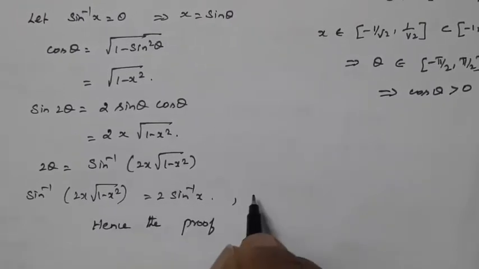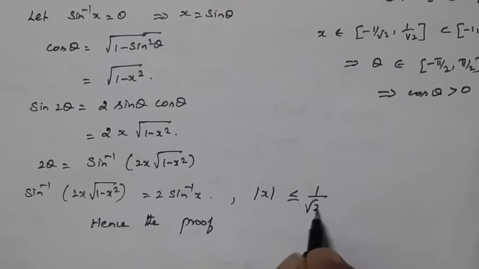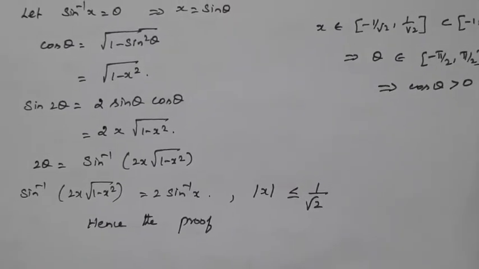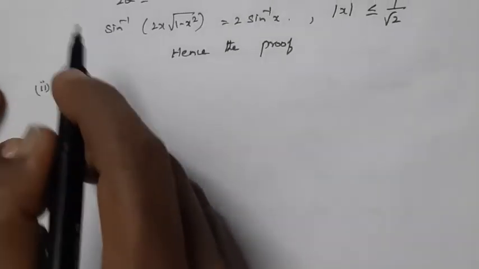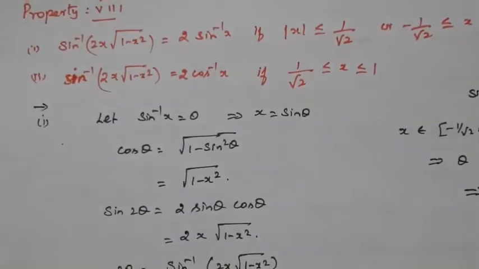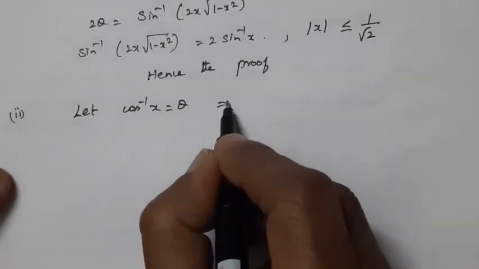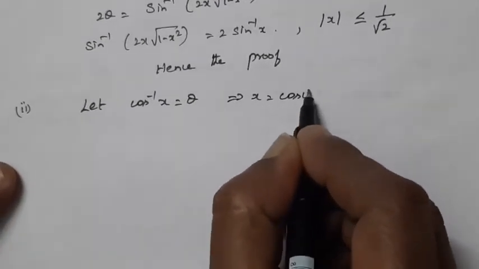And under what condition have we proved that? Under the condition that modulus of x is less than or equal to 1 by root 2. Now, let us prove the second identity. To prove the second identity, let us take cos inverse of x to be theta. So, by definition, we have x equal to cos theta.